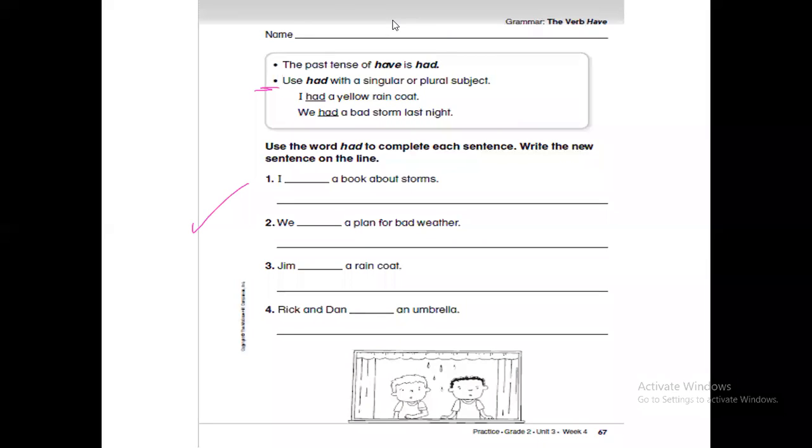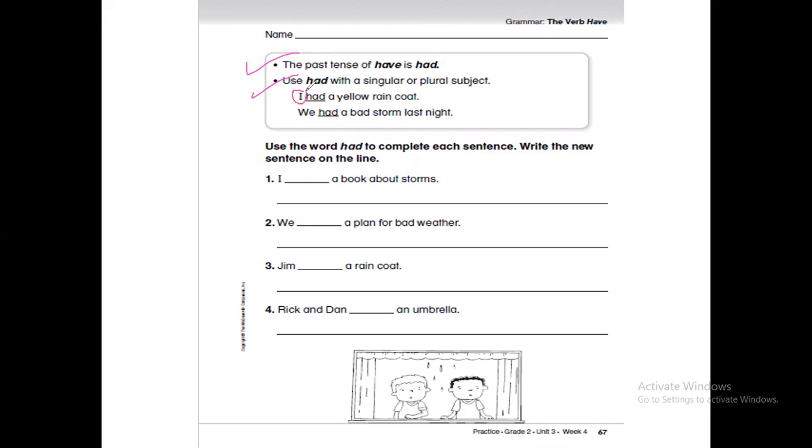Open page number 67. The past tense of have is had. We will use had with a singular and plural subject. I had a yellow raincoat. We had a bad storm last night.